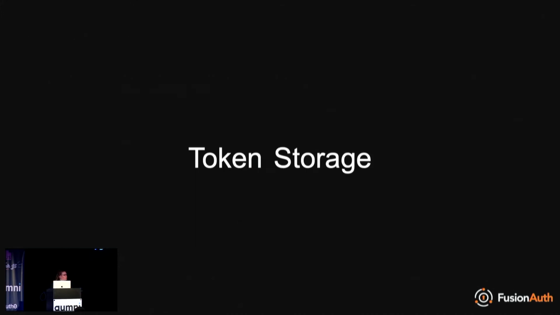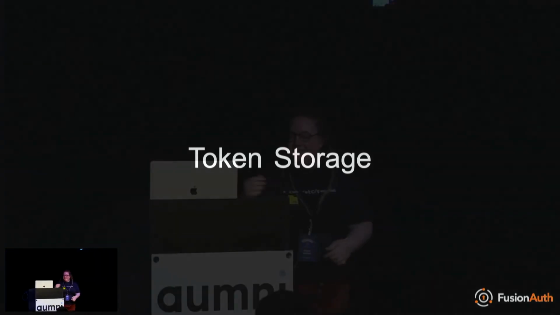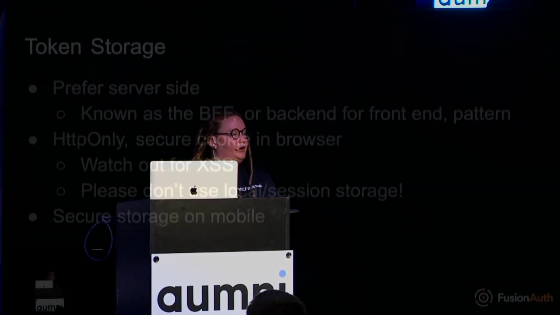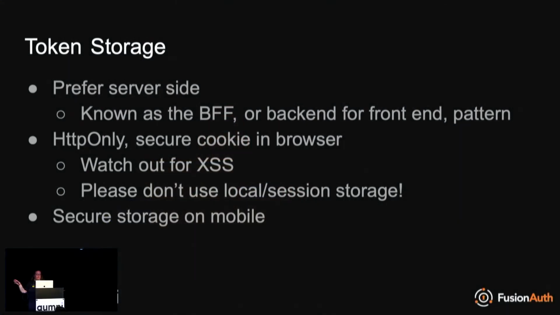All right, let's talk about token storage. You have a JWT. Great, that's cool. That's great, Akira. Like, what the hell do I do with the dang thing? So, when we're going to store JWTs, we prefer to do it on the server side. We call this the BFF pattern, which I get a huge kick out of. Like, the front end and the back end are best friends. All right. So back end, front end pattern.